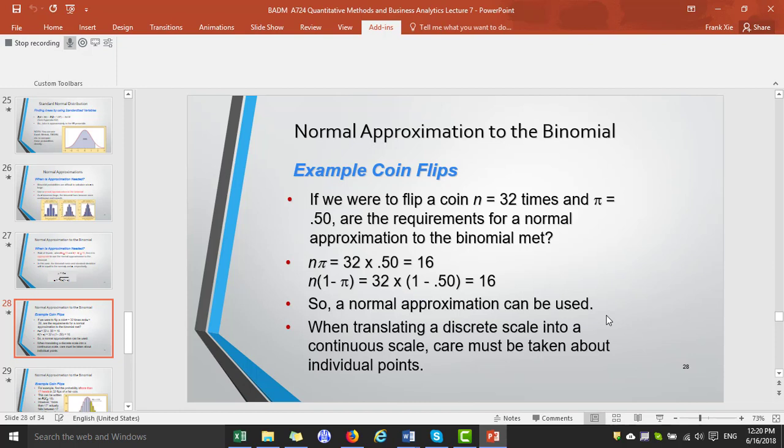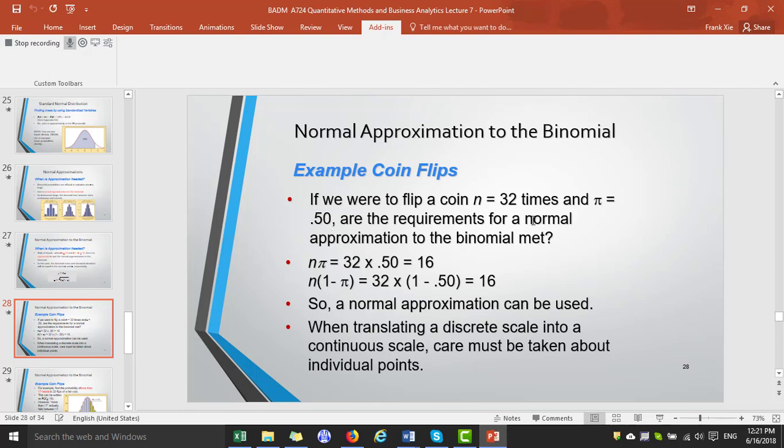If we were to flip a coin n equals 32 times. Remember, coin flipping has 2 outcomes, that's a Bernoulli experiment. If you repeat that many times, it becomes a binomial. So if we flip a coin n equal to 32 times, and pi is 0.5, we know the probability is 0.5, as there's an equal chance, 0.5, that you get a head or a tail.